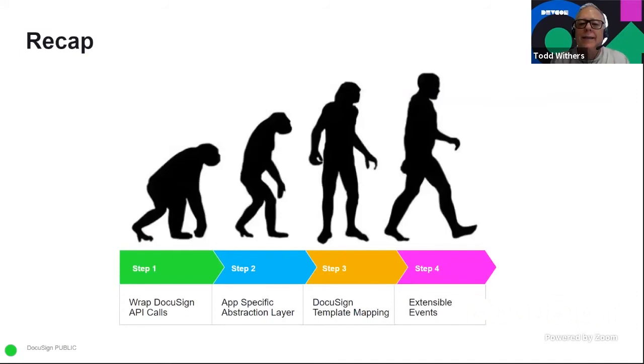So that gives you a short view of our journey. What did we learn along the way? Honestly, if I had to do it over again, I would have started with template mapping from the beginning. DocuSign templates are super powerful, and because they are, template mapping creates a powerful integration experience. And by adding the extensible events, it was both powerful and reusable and flexible, which is what we were trying to do. I hope we've demonstrated this as an alternative to the point solution.